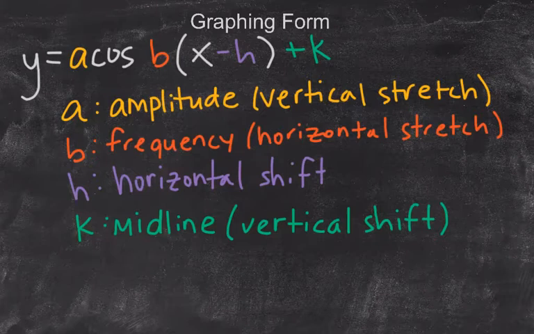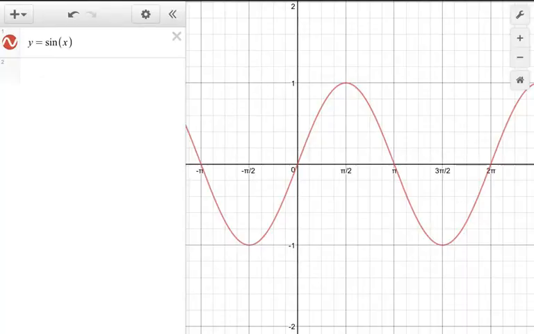So if I have a horizontal shift of 5, I'm shifting 5 units to the right, that's going to say x minus 5 inside the parentheses. So the horizontal shift moves in a direction that might be counterintuitive based on the sign inside the parentheses. And then K in green is where our midline goes, that's our vertical shift. So let's experiment a little bit.